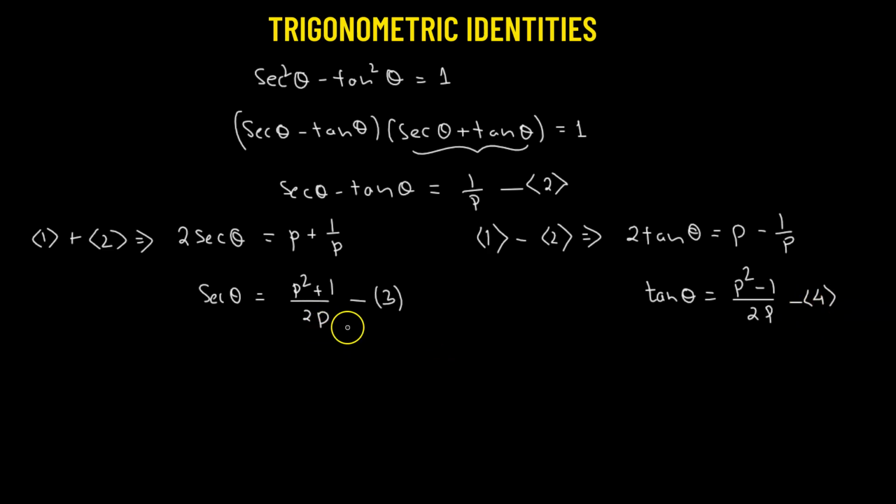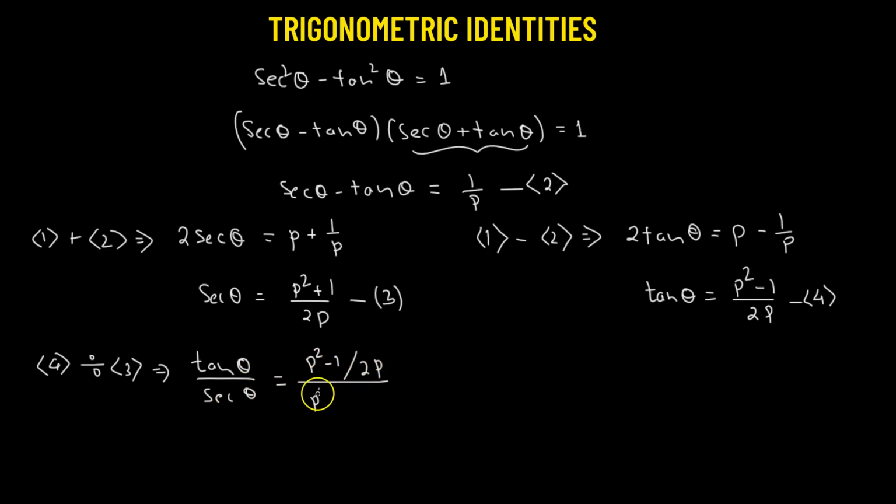Now we have already found the values of secant theta and tangent theta. We need one more trigonometric function, which is sine theta. To find sine theta, all we have to do is take equation number 4 and divide it by equation number 3. That means we divide tangent theta by secant theta. So this equals tangent theta, that's p squared minus 1 over 2p, whole divided by secant theta, which is p squared plus 1 over 2p.